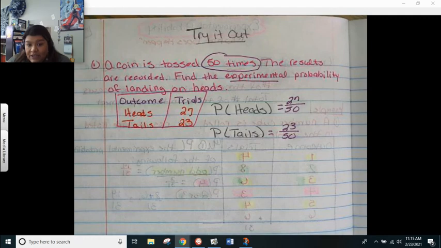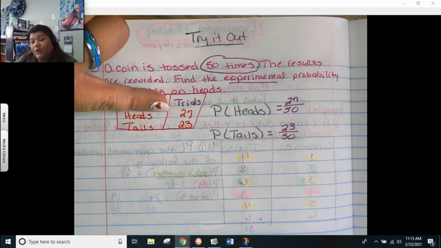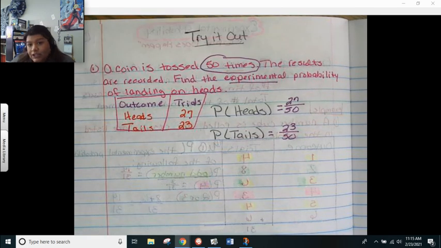So pay attention. If they don't tell you how many times they did the experiment, please make sure you add correctly. Utilize your calculator at home to make sure you are adding them correctly. You're not making a mistake.